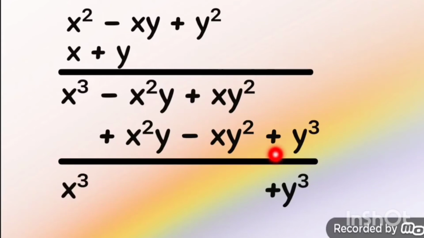Here y cube will be written as it is, as xy square and minus xy square are the same terms but with opposite signs, so these terms will be cancelled out. Similarly, minus x square y and x square y are also the terms with opposite signs, so these terms will also be cancelled out. X cube will be written as it is, x cube. So x cube plus y cube is the product of these two polynomials.